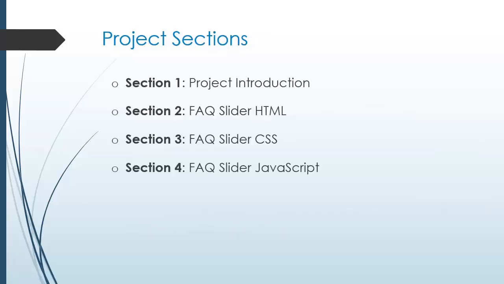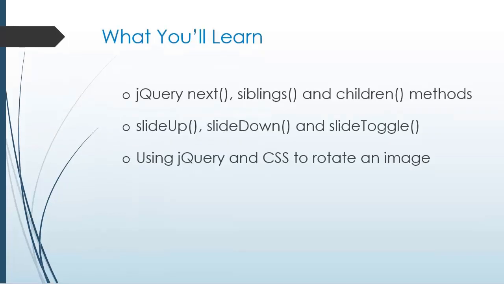So sections, we have the project introduction, the FAQ slider HTML. In section 3 we'll do the CSS, and then in section 4 we'll do the main JavaScript and jQuery. So things we'll learn in this project are the jQuery next method, the siblings and children methods, and how content relates to each other. We'll look at the slideUp, slideDown, and slideToggle methods, and we'll also be using jQuery and CSS to rotate an image.